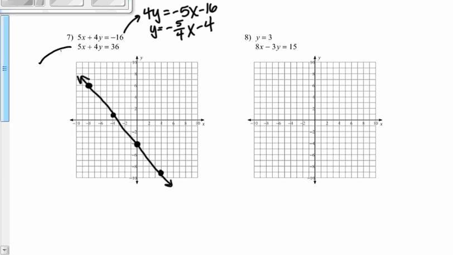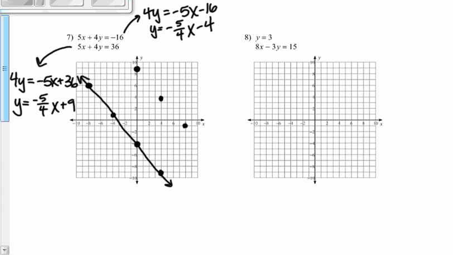And then for our second line, we've got to put that in slope-intercept form as well. So I'm going to subtract 5x over, and then divide by 4. So this is a y-intercept of 9, the slope of negative 5/4, and that should sound familiar because that was actually our slope to begin with on the other one.